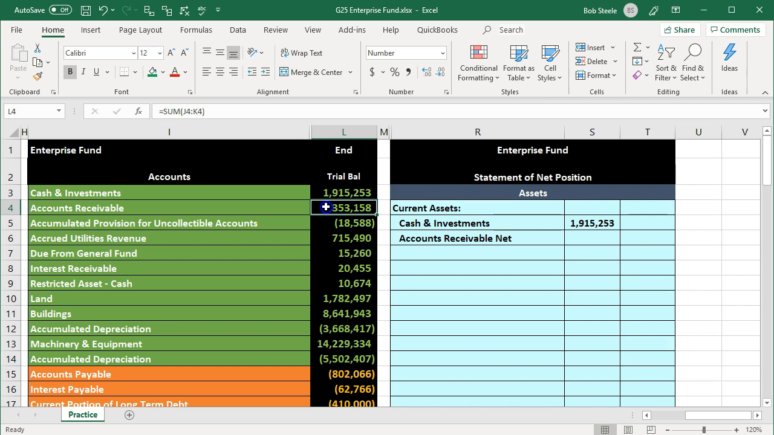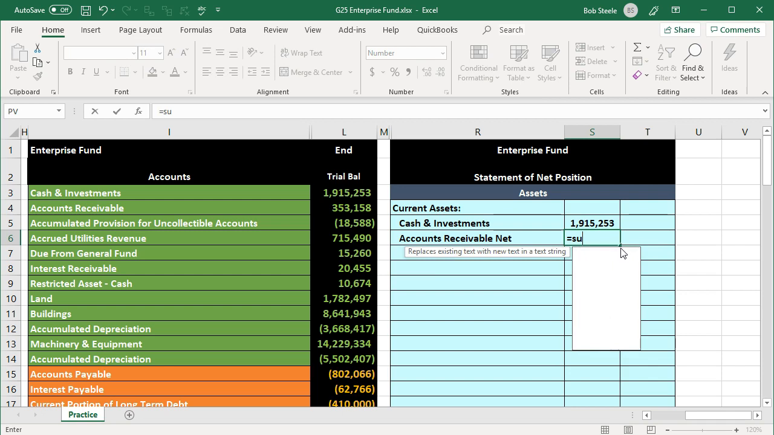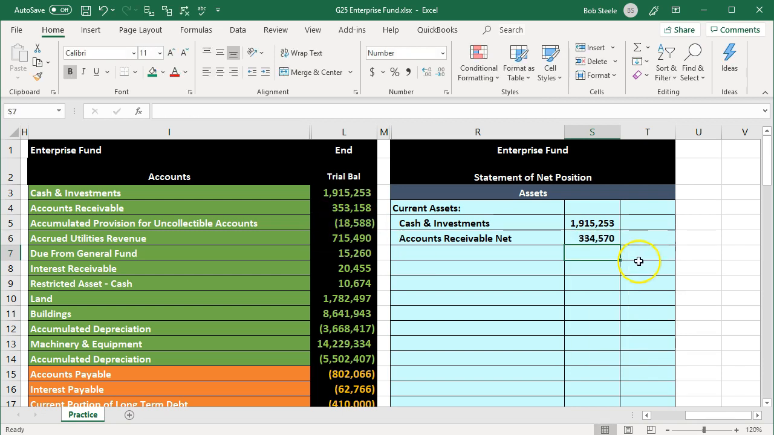So the 353,159 minus the 18,588 is the 334,570. I'm going to do that with a sum function. So equals the sum of those two numbers. And there's the 334,570. We might want to actually highlight these as we go by making this list.